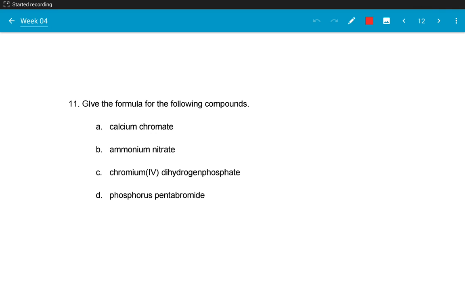Give the formula for the following compounds. We have calcium chromate. Calcium is a well-behaved cation. Being 2 away from the nearest noble gas, it will take on a +2 charge. Chromate is a polyatomic ion that has the formula of CrO4 and a charge of -2.